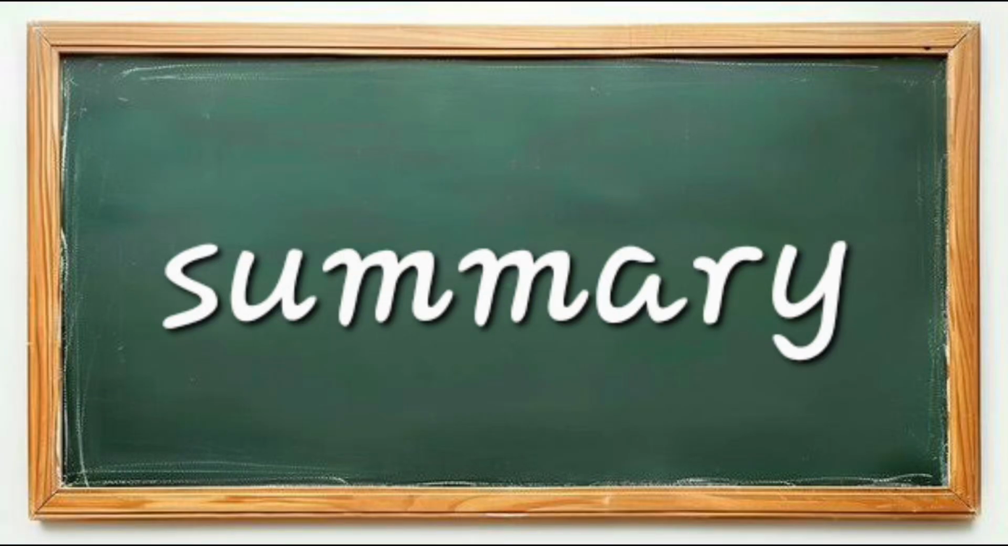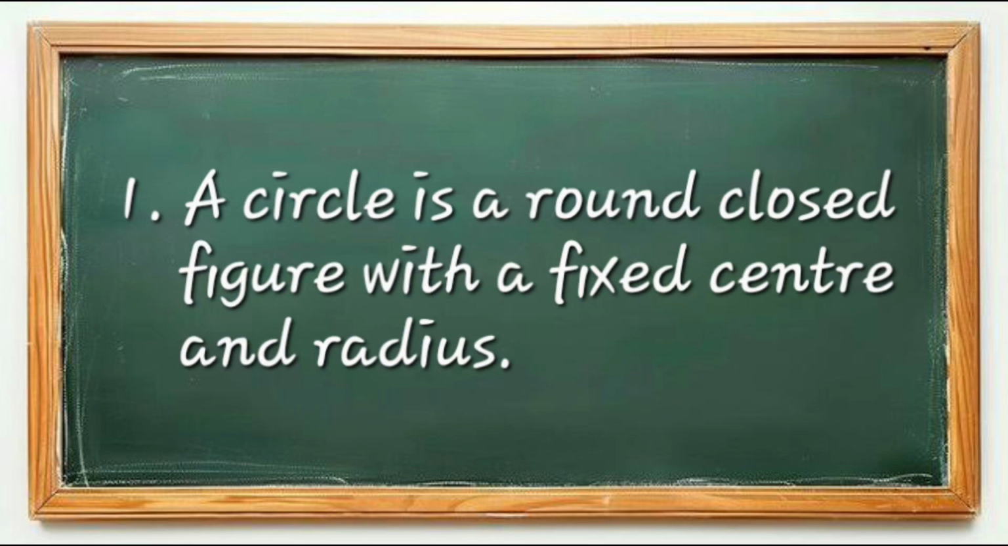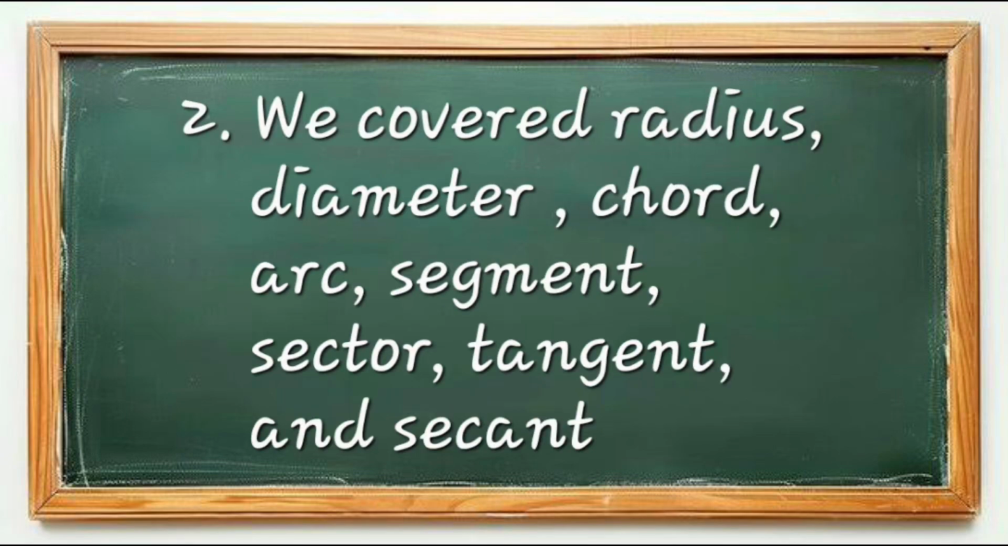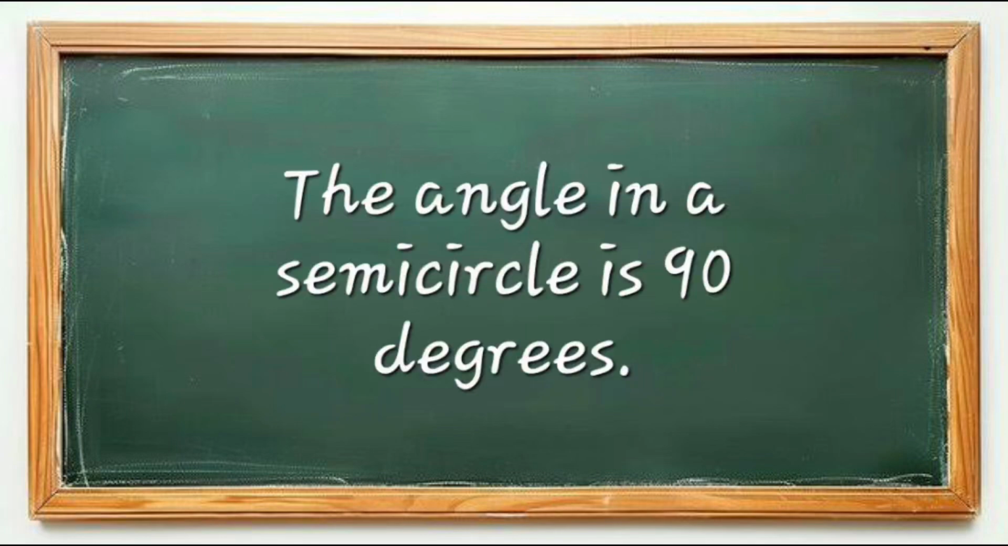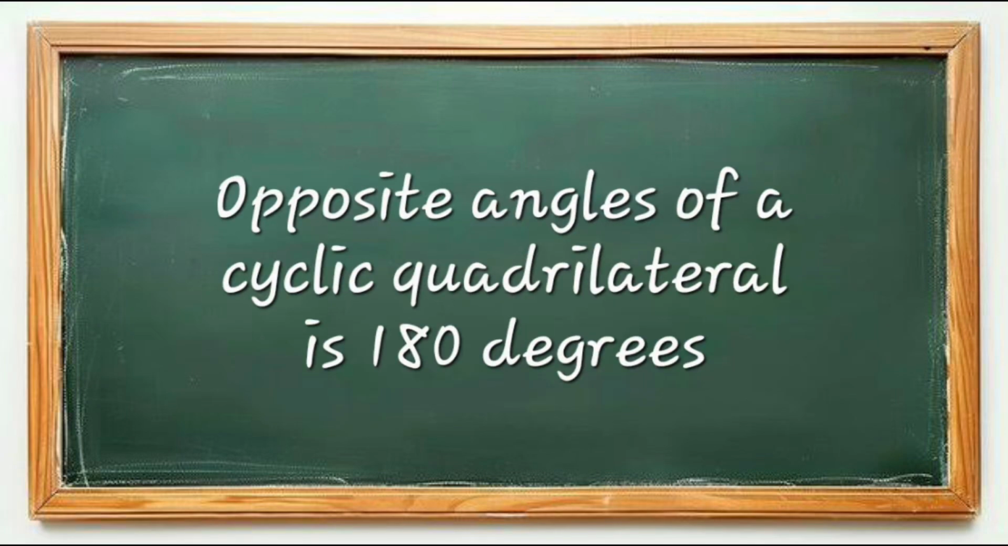Let's summarize what we have learned today. A circle is a round, closed figure with a fixed center and radius. We covered radius, diameter, chord, arc, segment, sector, tangent, and secant. We have also learned the special properties, which include: angle in a semicircle is 90 degrees. Opposite angles of a cyclic quadrilateral add up to 180 degrees.